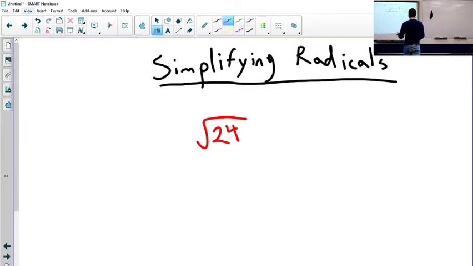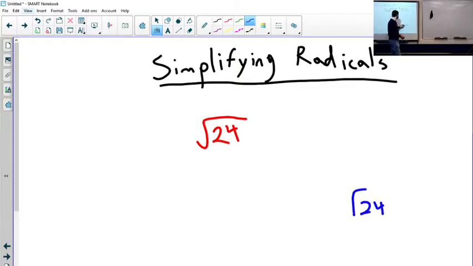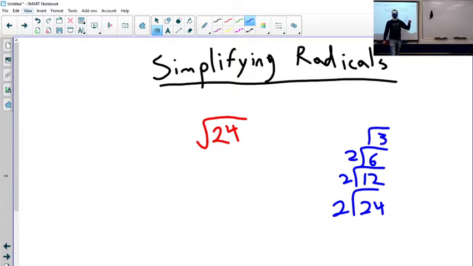Oh, good. A lot of people remember this process. I called this building the tower. We divide by the smallest number we can. So we start with 2, and we go until we can't divide by 2 anymore. So divide by 2 here, we get 12. Can we still divide by 2? Yeah. We get 6. Can we still divide by 2? Yeah. We get 3. Can we still divide by 2? No! We can't divide by 2. We've got to divide by 3.